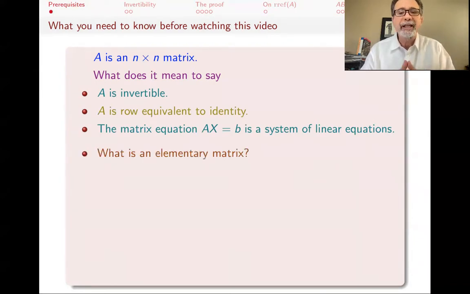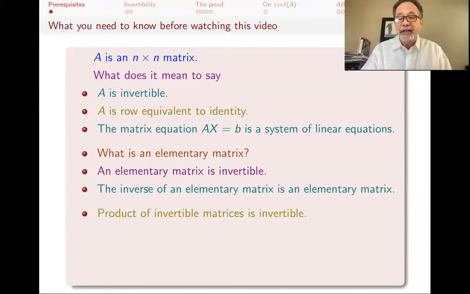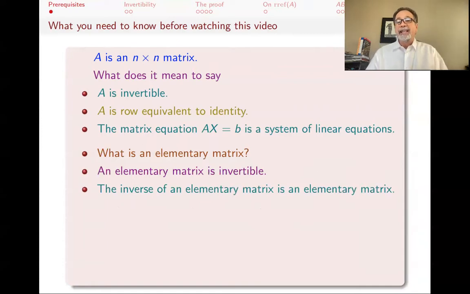You also need to know what an elementary matrix is. An elementary matrix, briefly, is a matrix that you get from the identity matrix by doing one elementary row operation. Its purpose is that if you pre-multiply a matrix by an elementary matrix, it does that elementary row operation for you. So instead of doing elementary row operations, you can multiply by elementary matrices. And you need to know that elementary matrices are invertible, and the inverse of an elementary matrix is also an elementary matrix. Again, there was a whole video on elementary matrices.